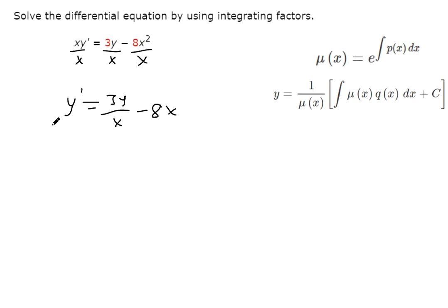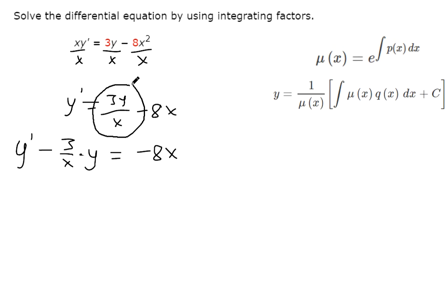And then for standard form, we want to have the y term over here on the left side. So it's going to be minus 3 over x times y equals negative 8x. So the algebra I did there is I subtracted this from both sides, and then I rearranged the fraction. The fraction is 3 over x times y. Okay? That way I can clearly identify my p of x. This is your p of x, and this is your q of x.